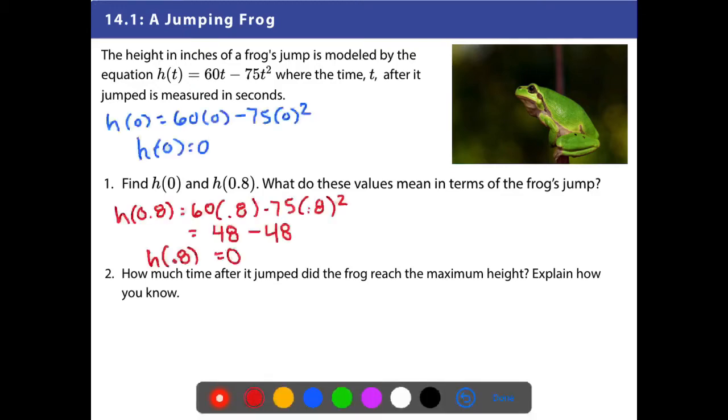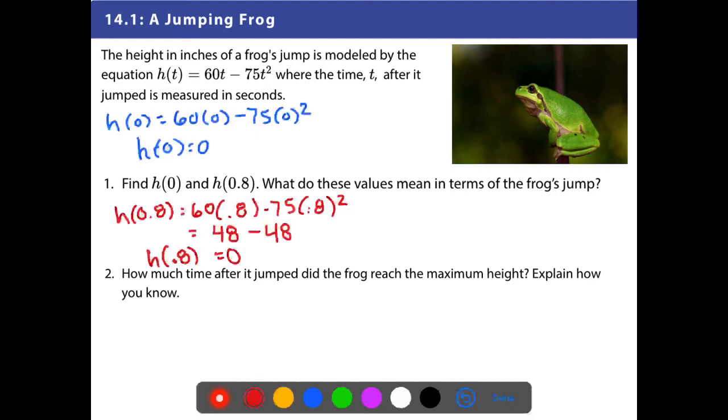So you'll plug in your 0 and your 0.8 for your t, and both of them equal 0. And that is because the frog is on the ground when t equals 0, which is before they jump, and when t equals 0.8, that is when the frog lands on the ground again.